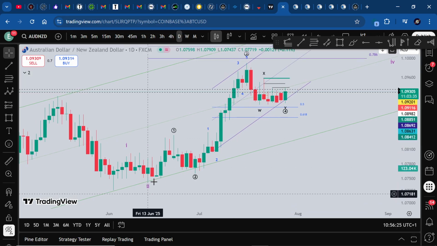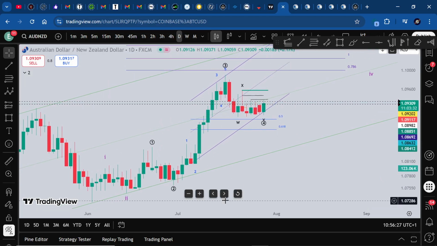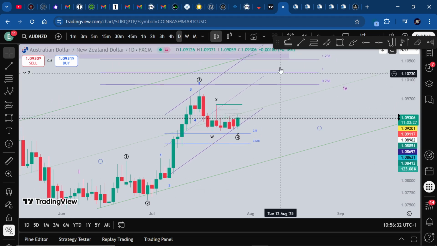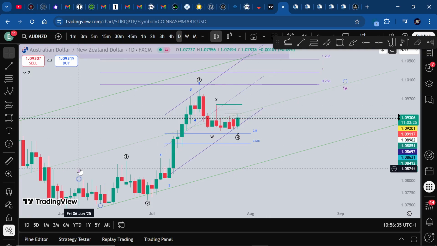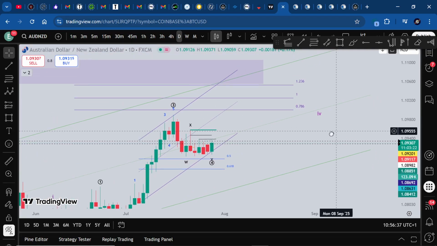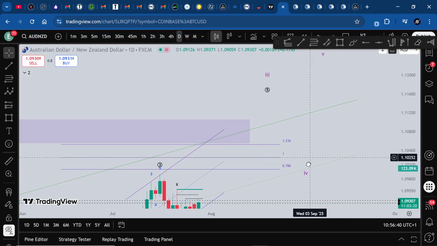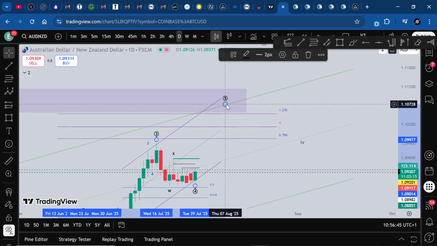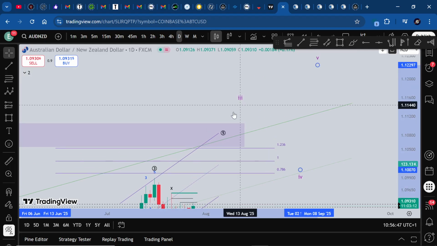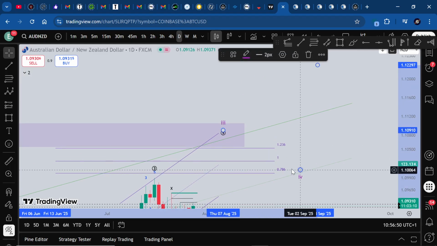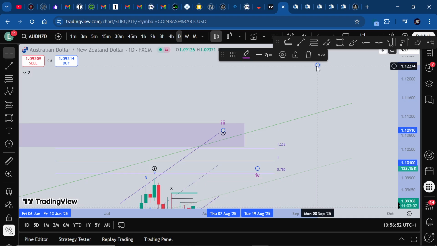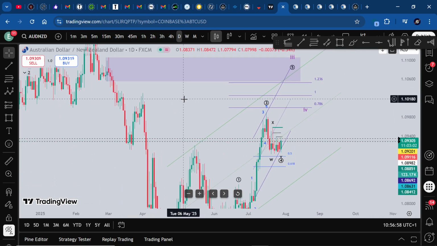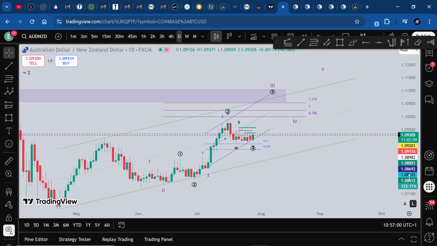We got 1, 2, 1, 2, 3, 4. So we're looking for a 5 in black to give us this 3, this purple 3. In other words, very bullish. Okay, once we get the 5 in black, which will probably be more like here, we'll get the purple 3. Then we're looking for the purple 4, and then we're looking for the purple 5. So I'm anticipating a lot of upside on AUDNZD.